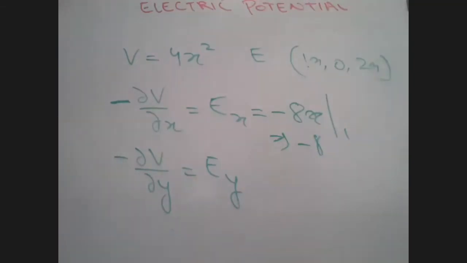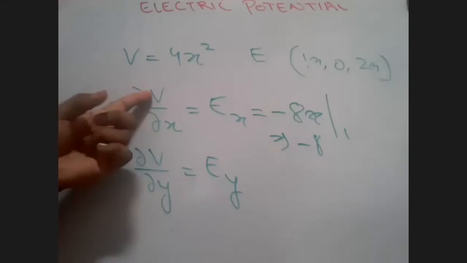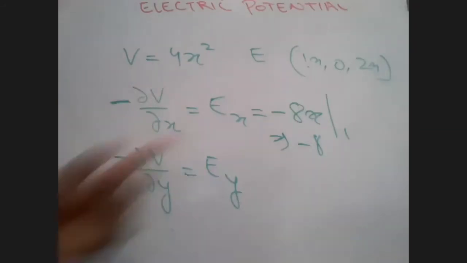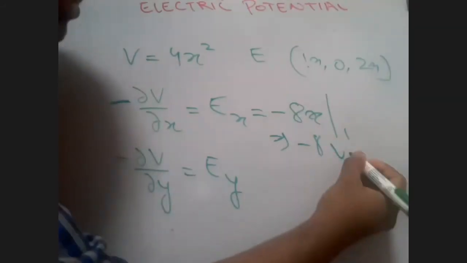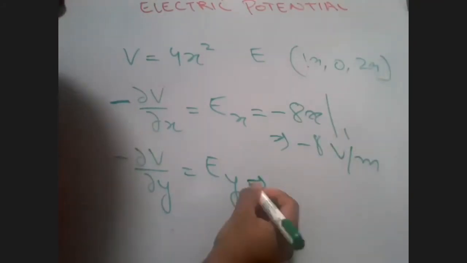Minus 8 volts. You're not telling me the units. Look here, dv by dx. What is x? Distance. What is v? Volt. Volt per distance. Volt per meter, no? Yes, sir. Be vigilant in terms of units.